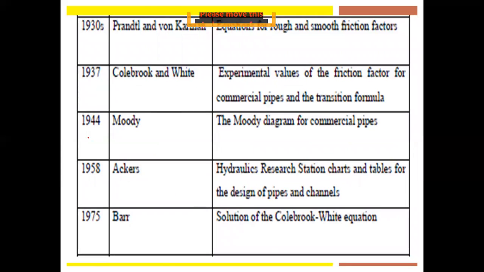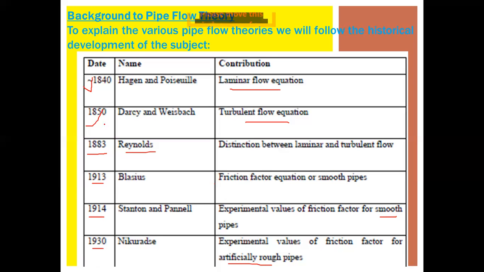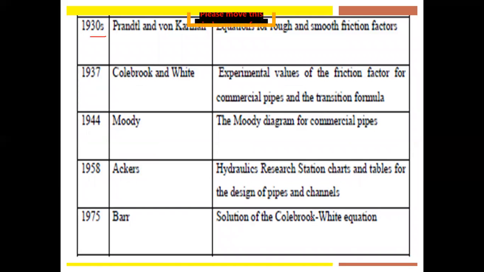Next, in the year 1930, Prandtl and von Karman gave contributions about the equations for rough and smooth friction factors. So whatever friction factor values the scientists gave for smooth and rough pipes in the experiments of 1913 and 1914, Prandtl and von Karman made the experiments in between both rough and smooth friction factor, right?